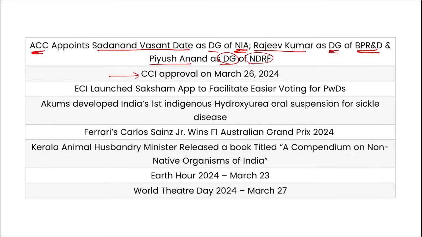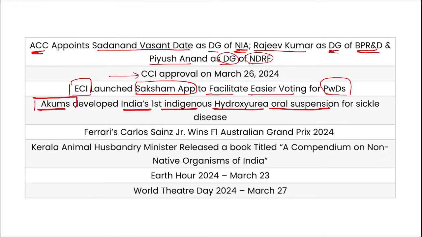Then we saw CCI approvals coming back. ECI, that is Election Commission of India, launched Saksham application in order to facilitate easier voting for persons with disabilities. Then ACUMS, they developed India's first indigenous hydroxyurea oral suspension for sickle disease. Then Ferrari's Carlos Sainz Jr. has won F1 Australian Grand Prix 2024.